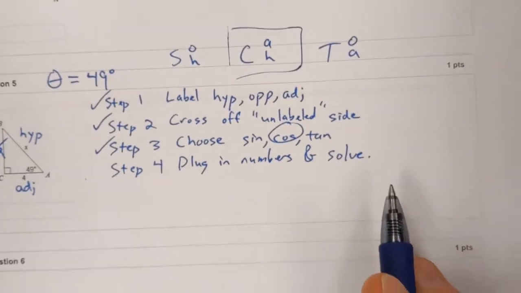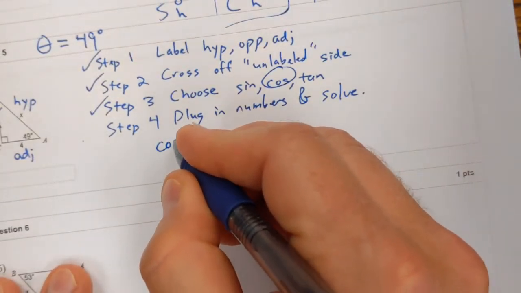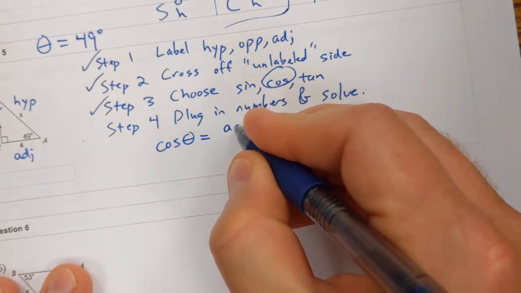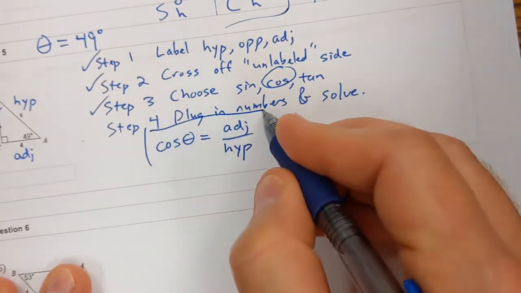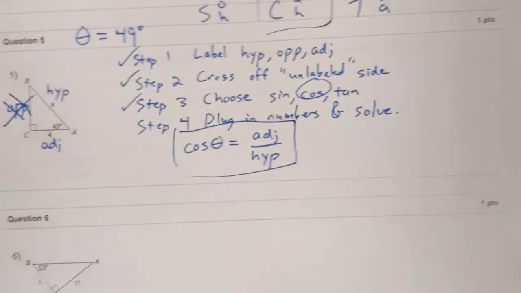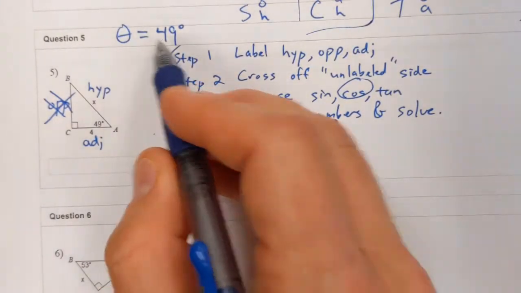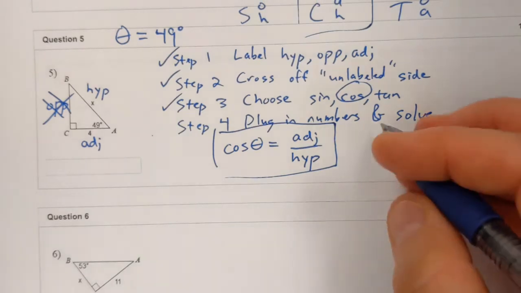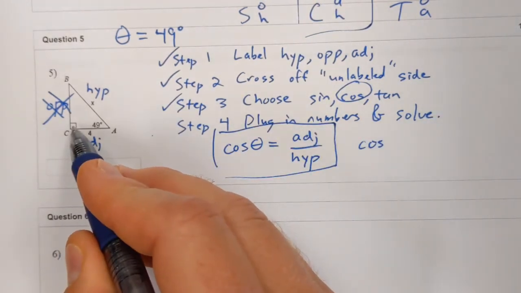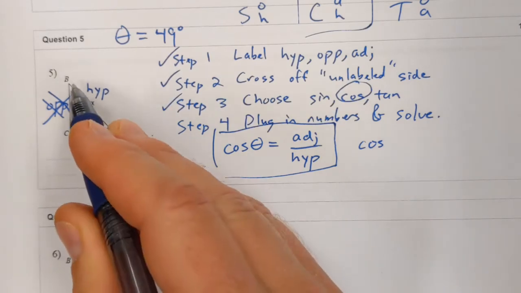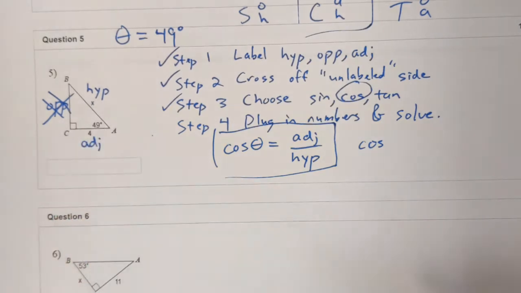So then we're going to plug in our numbers and solve. So for cosine, let me write down the original formula or ratio for cosine. That's what it looks like off the formula sheet. Let's start plugging in our numbers. We already said theta is this 49-degree angle. And remember, theta will never be the 90-degree angle. That's not allowed. It's always going to be one of these acute angles, in this case the 49.